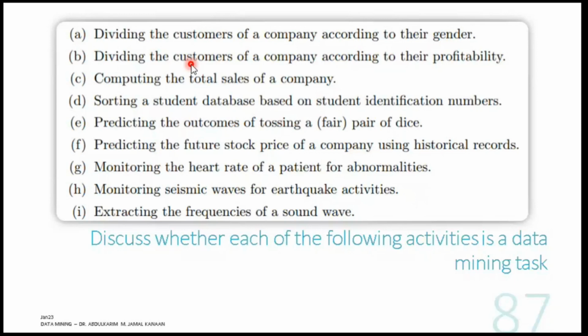Predicting the outcome of tossing a fair pair of dice or a coin, like it has head and tail. You need to predict, and notice the word, it says fair. Fair tossing, pair of dice, or let's say coin, which has only two sides. Does it require data mining? This is a good one and tricky one. But it's good. It can help you to reason, to think.